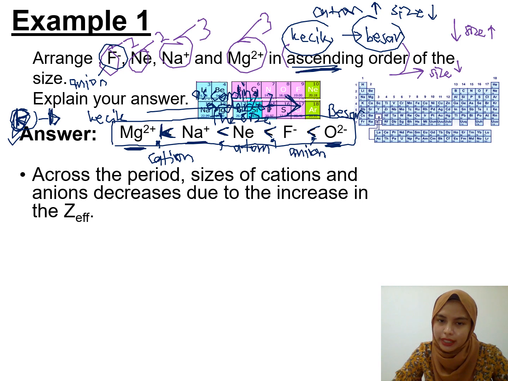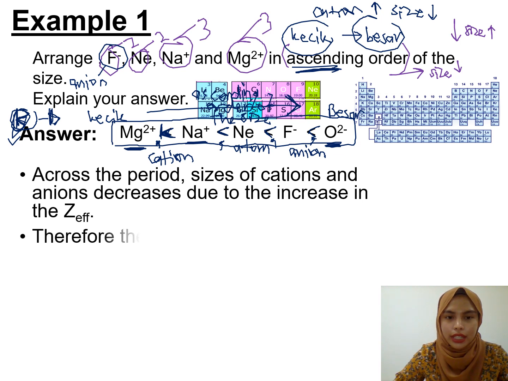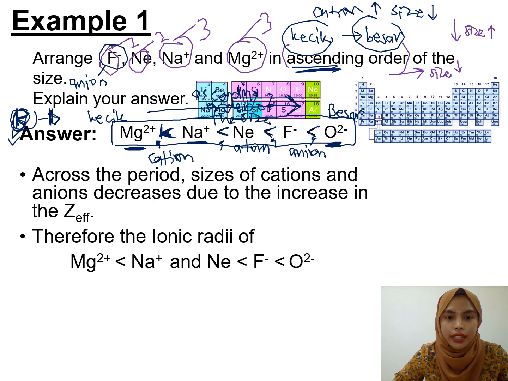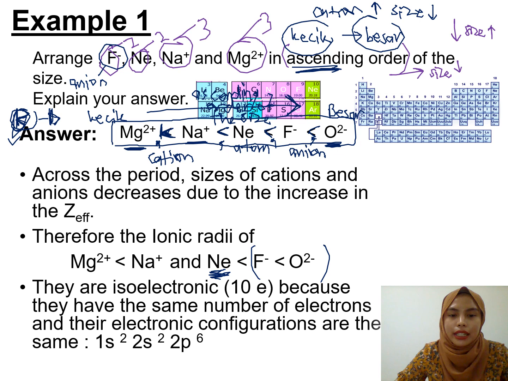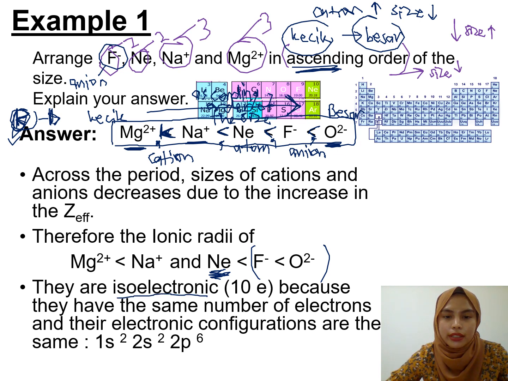Across the period, the sizes of cations dengan anions mestilah decrease due to the increase in effective nuclear charge. Therefore the ionic radii of Mg2 plus is smaller than Na plus, and also the ionic radii of F minus lagi kecil daripada O2 minus. This is not ion, this is atom. Sorry about that. And they are all isoelectronic. Semua mempunyai elektron yang sama. These are all isoelectronic species.